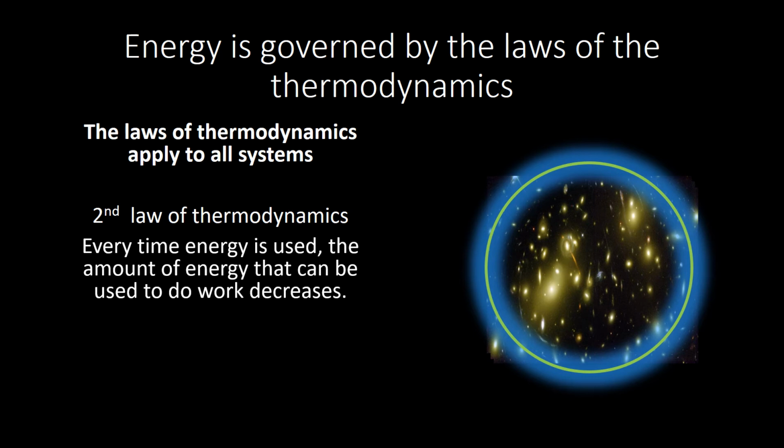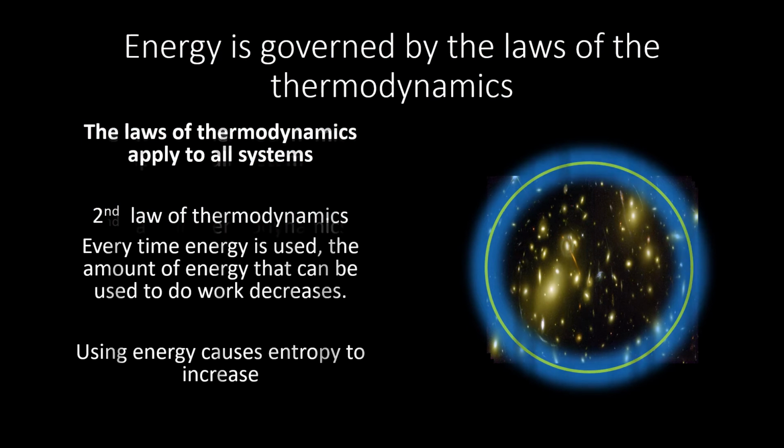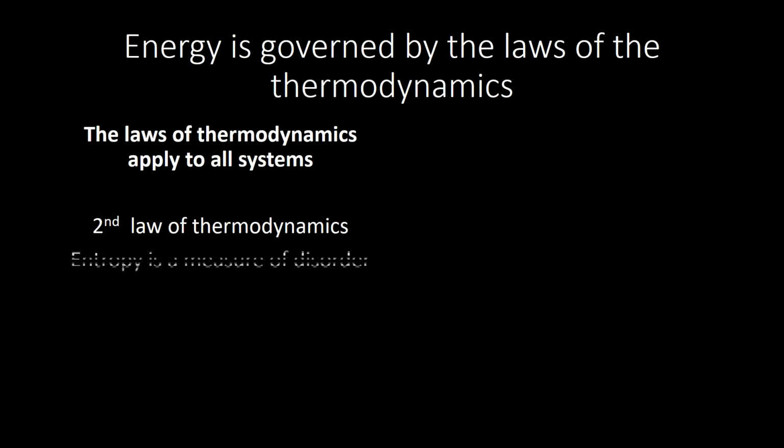So what that means is not all energy is created equal. Some is better used for work, like the energy stored in chemical bonds, but other forms of energy, like thermal energy and heat, well, that's not very good for doing any work. And the reason why is because of this thing called entropy. And every time we use energy, we transfer it or transform it, entropy increases. So what is entropy? Entropy is a measure of disorder.